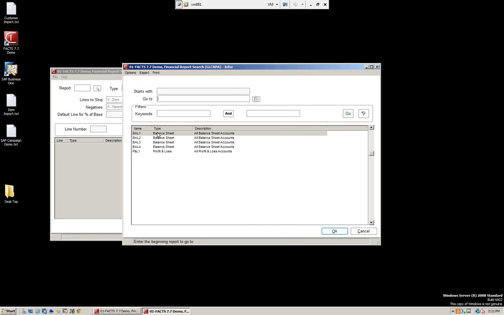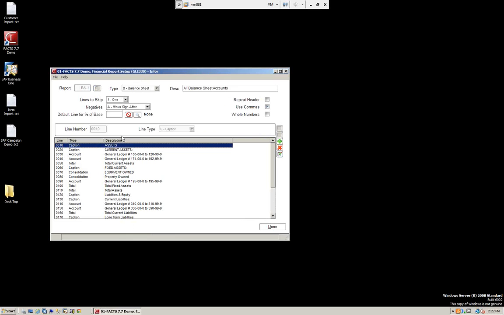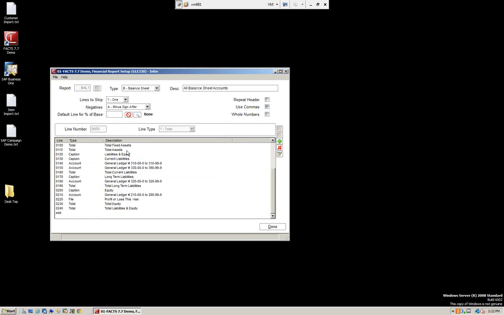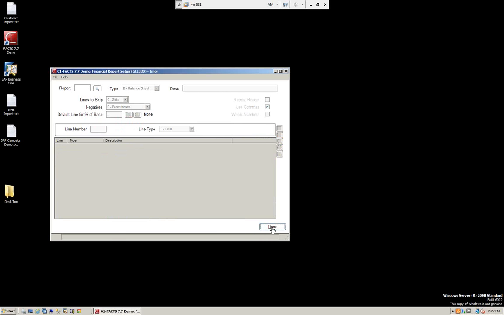again, a balance sheet account. Again, you see that we have assets as a caption, current assets as a caption, and then we have our current assets here. We have our total current assets, again, which we're using those groups and we're doing the adding and subtracting, and we're working our way down.